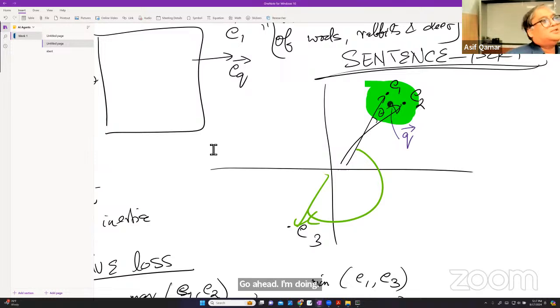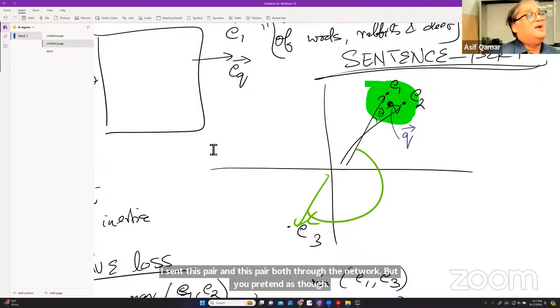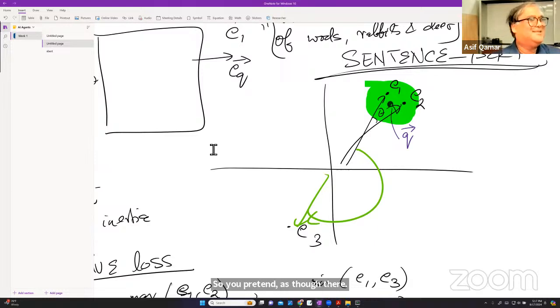No, no. See, the Siamese network is sort of a conceptual way of thinking about it. I have two pairs: two sentences that are similar, two sentences that are dissimilar. Let's say that A, B are similar, A, C are dissimilar. So I send this pair and this pair both through the network. But you pretend as though you're sending them in parallel, because you can send them in parallel, right? So you pretend as though they're going through two networks. That's it. It's a pretend thing just to explain to people. In reality, you're sending them through the same network.